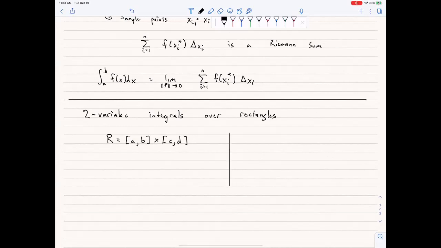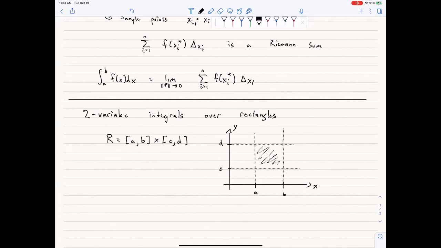And so if I draw the xy plane here, then what I'll do is I'll take an interval a to b in the x coordinate, an interval c to d in the y coordinate, and essentially you can draw these vertical and horizontal lines and get everything inside. That's the rectangle R.